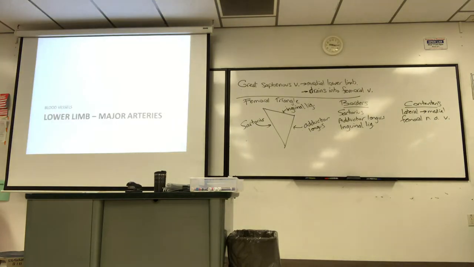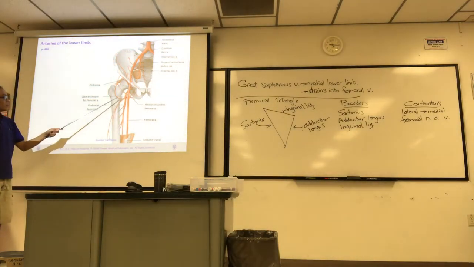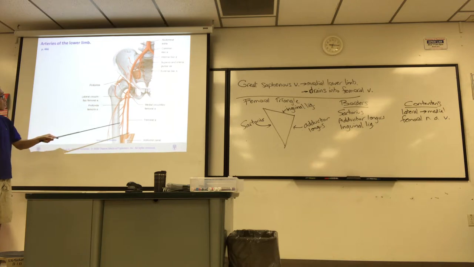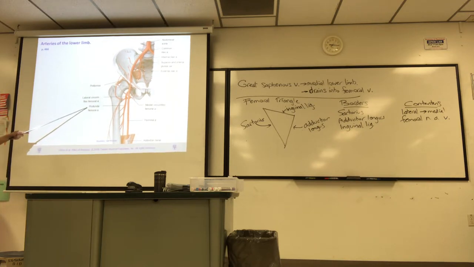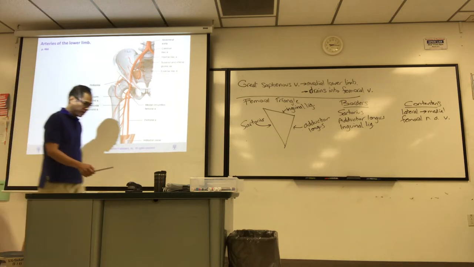Now if you follow the femoral artery down the leg, it gives off many branches. And there's one you've got to know. This one right here is the deep femoral. The deep femoral. Now they call it profunda femoris. Okay? But it's more commonly known as the deep femoral.